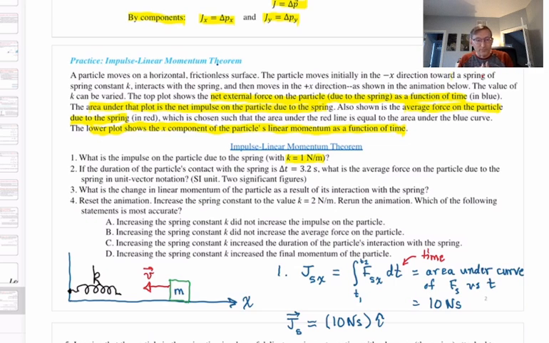Now let's go on to question 2. If the duration of the particle's contact with the spring is delta t equals 3.2 seconds, what is the, watch this word here, average force on the particle due to the spring in unit vector notation? Give SI unit and give 2 significant figures. All right, I want to go back to the animation and talk a little bit about what they're asking here.